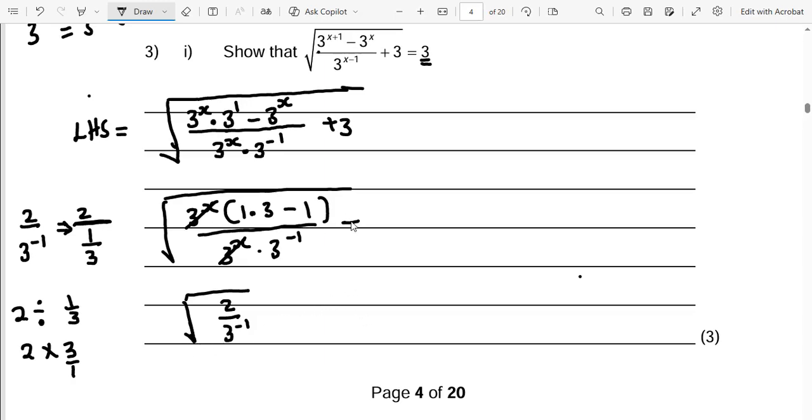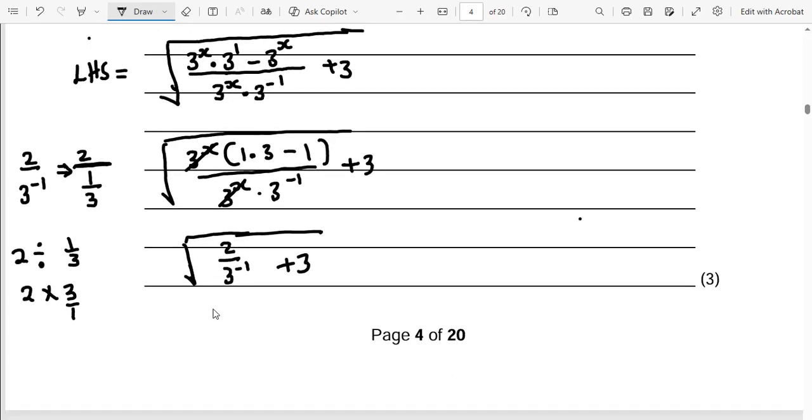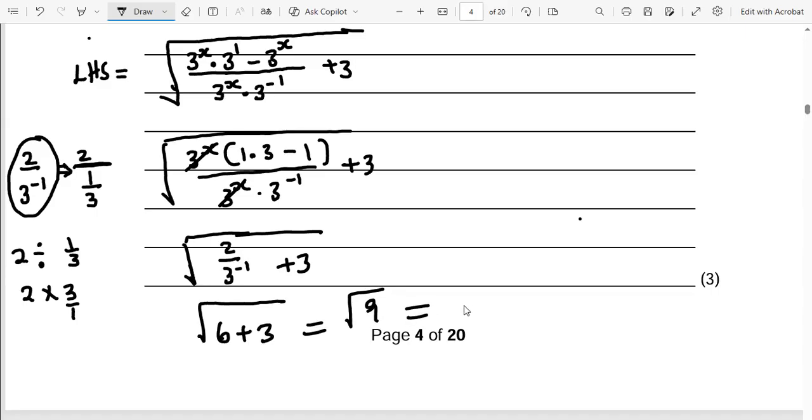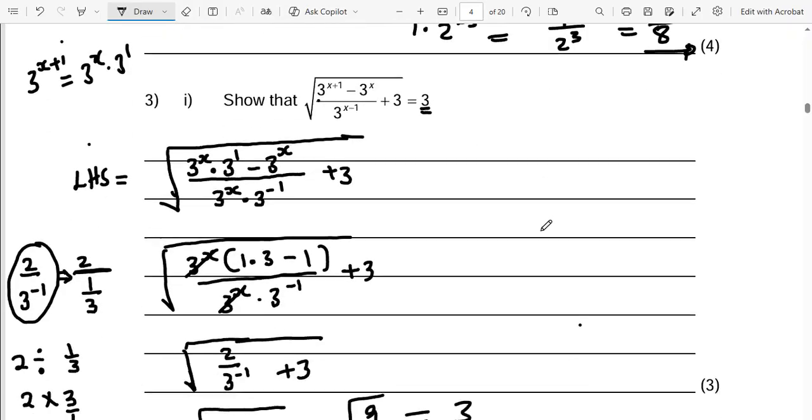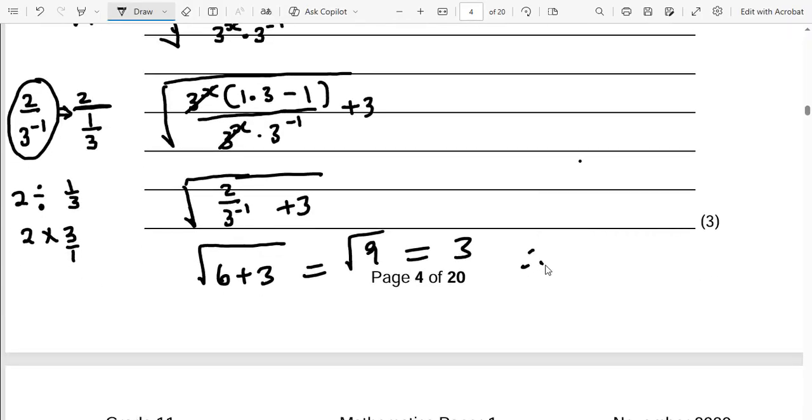We forgot to add that 3 here. We still have plus 3, because now this will be 2 times 3, which is 6. So this will be 6 plus 3, which is equal to 9, which is 3. So look at this. The left-hand side is equal to the right-hand side. Then you can write here, therefore, my left-hand side is equal to right-hand side.